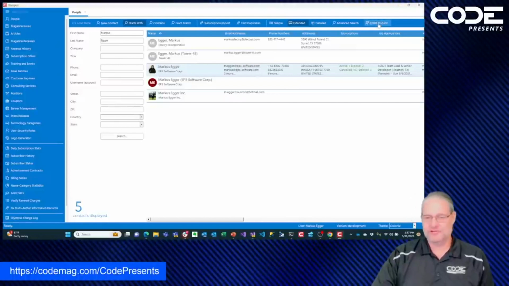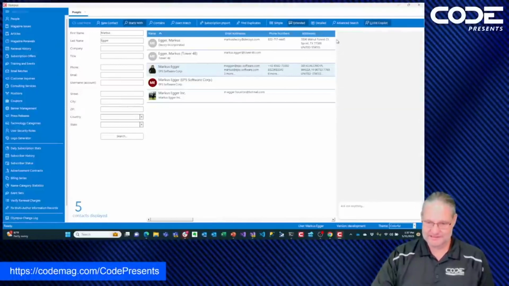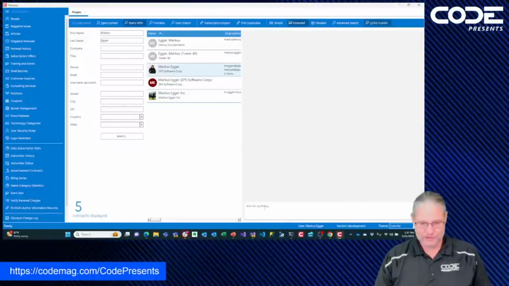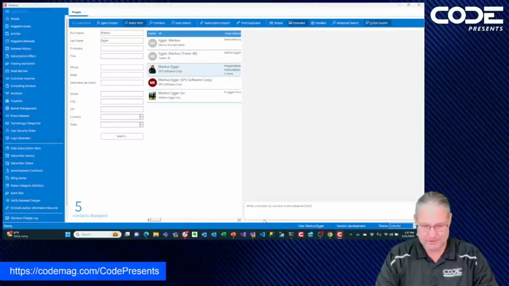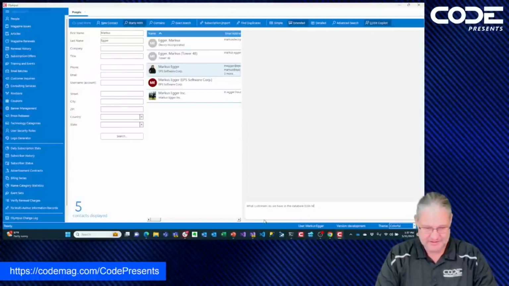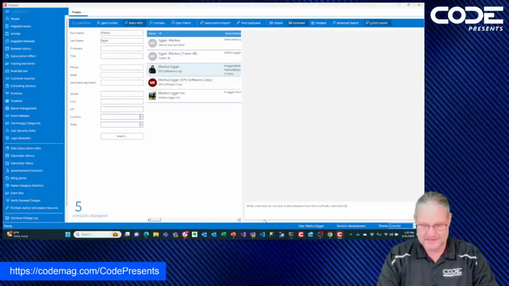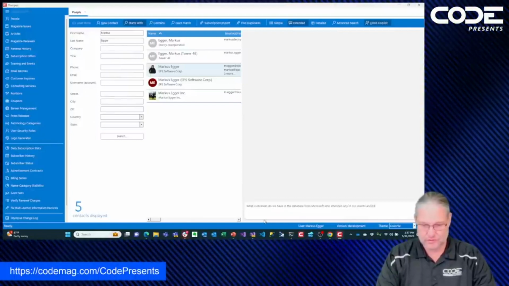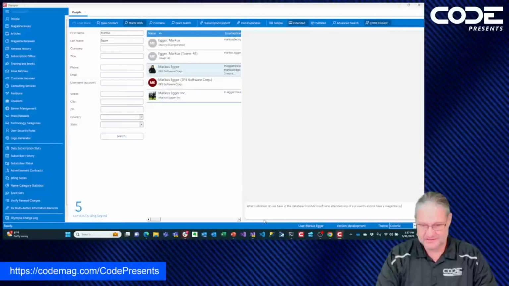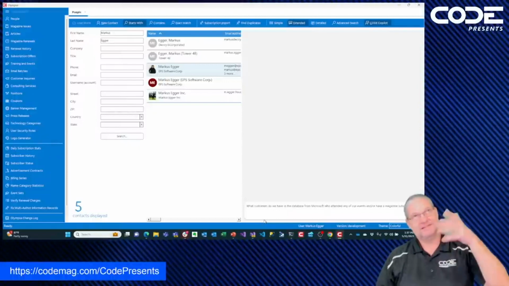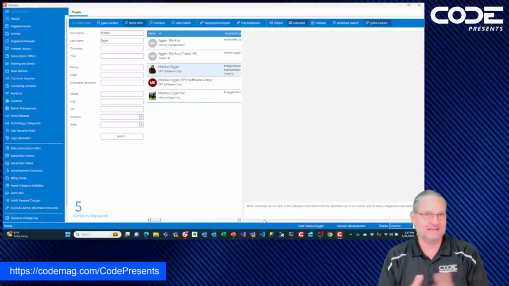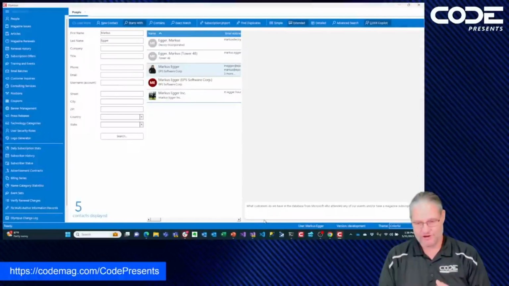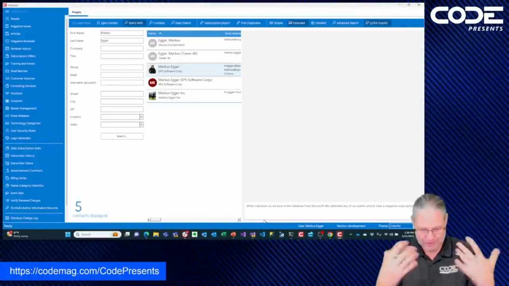So how do I reason over that with the Copilot? We built this Copilot here, and I can do the following. I can say, what customers do we have in the database from Microsoft who attended any of our events and/or have a magazine subscription? Okay, now think about that. How would you do that in a world without AI? How would you even come up with a query, or how would you provide an interface that allows your customers to query that? But we have our database in SQL Server.